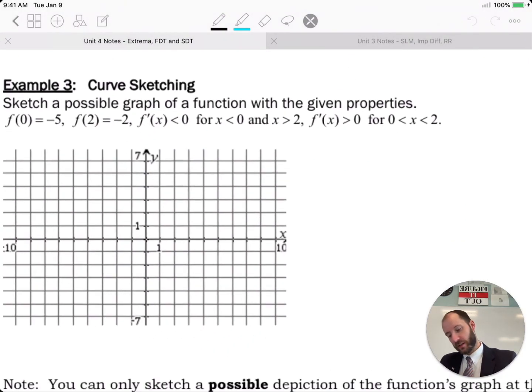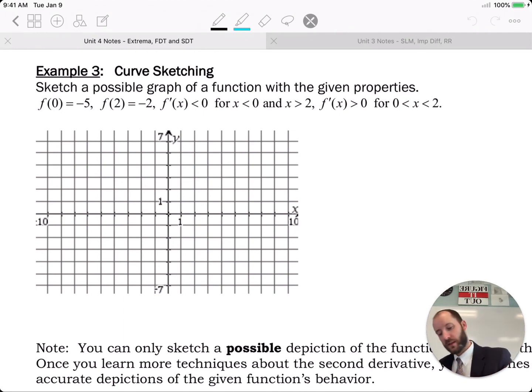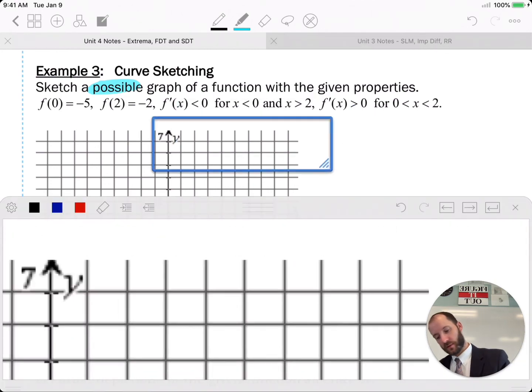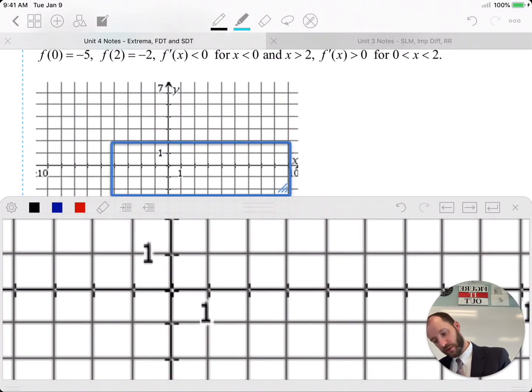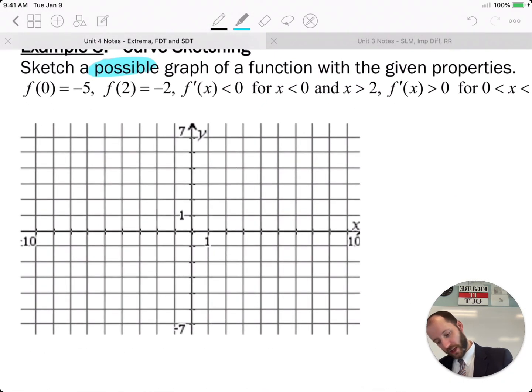One more quick thing. Curve sketching. Sketch a possible graph. We don't have enough information to make an exact graph, but make a possible one. So we know f of 0 is -5, so the point (0, -5), so 1, 2, 3, 4, 5. Still highlighting, oops. Let's change that. There we go. f of 2 is -2, so the point (2, -2).